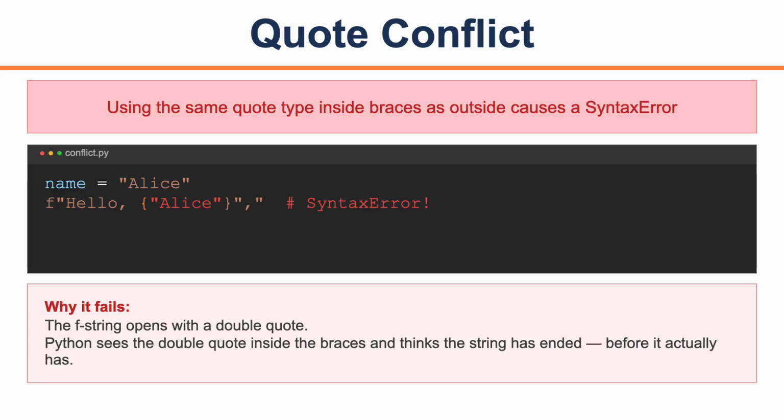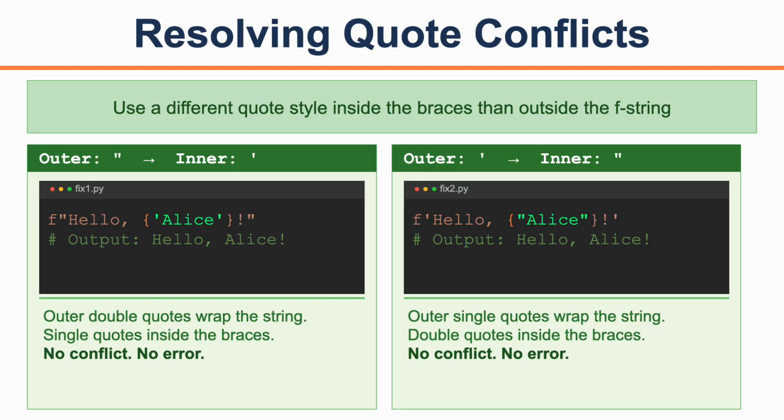A quote conflict happens when the quote character inside the braces matches the quote character wrapping the f-string. Python sees the inner quote as the end of the string and raises a syntax error. The solution is to switch the outer quote style. If the f-string uses double quotes on the outside, use single quotes inside the braces. If it uses single quotes on the outside, use double quotes inside. Python treats them as separate delimiters and no conflict occurs.